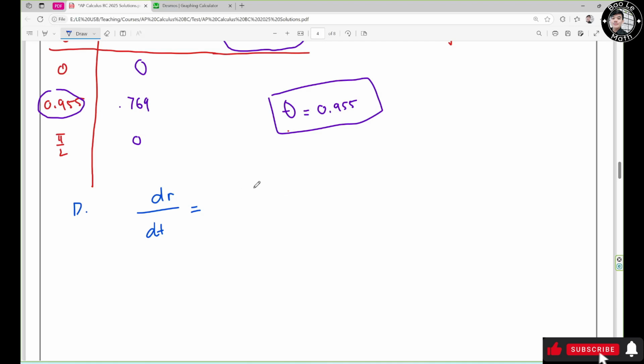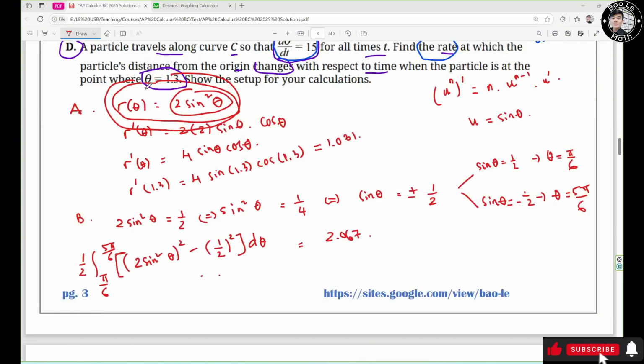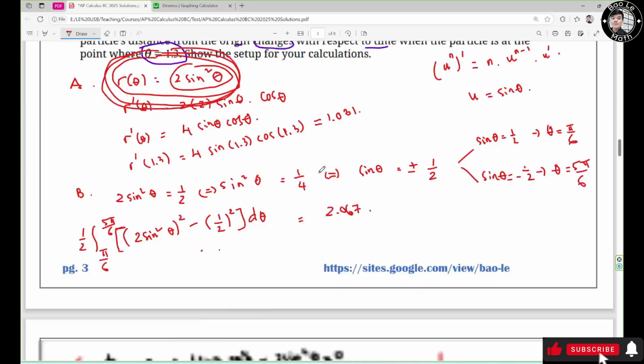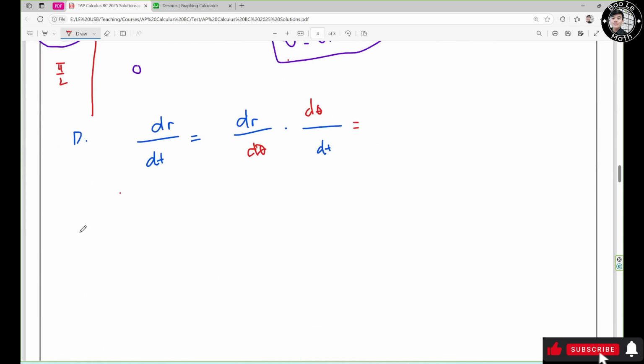Alright, so this one is the same thing as dr over d theta times d theta over dt. It doesn't change. Now I have r of theta equals 2 sine square theta, so I'm going to write it over here. So I need to calculate dr over d theta. It's going to be 4 sine theta times cosine theta.